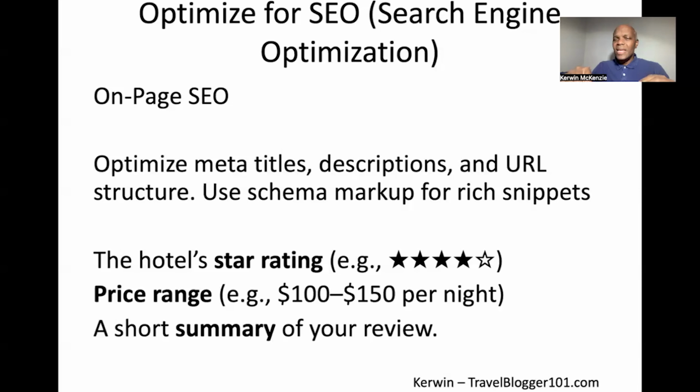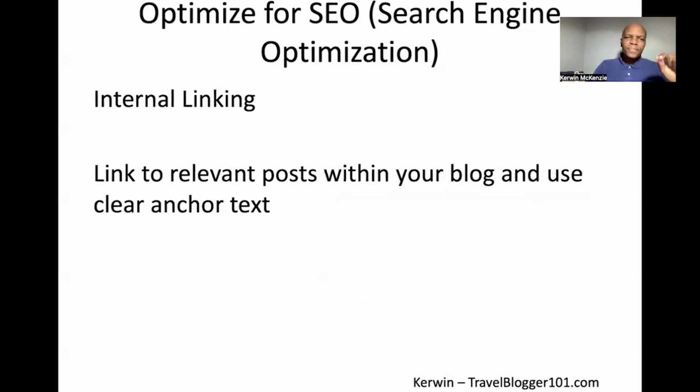You can use something called schema markup. It gets a little bit more technical, but the idea is that you can put some code in the blog with information that Google is looking for. This is really a little more complex, but you can put something in your blog that says a hotel's star rating is this, the price range is that, and a short summary for the review. And Google will come in, look for that, and pop it up, with a link to your blog to get more information.